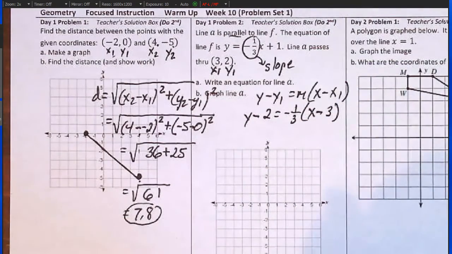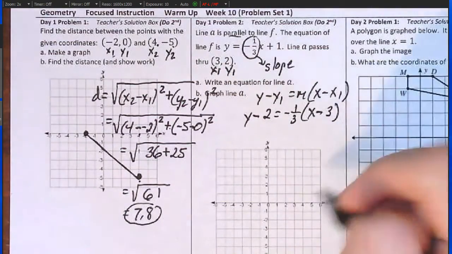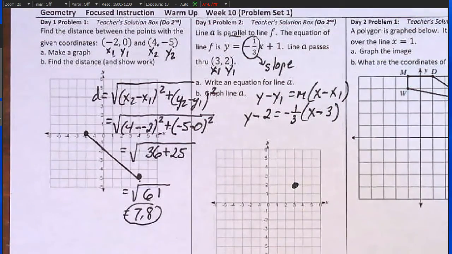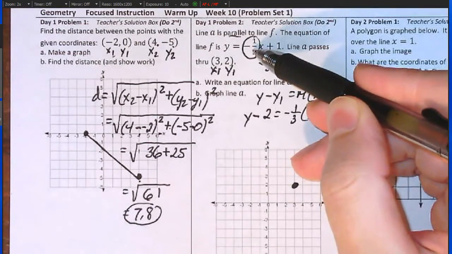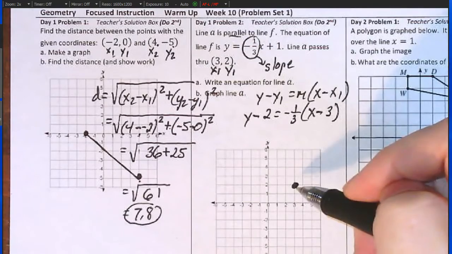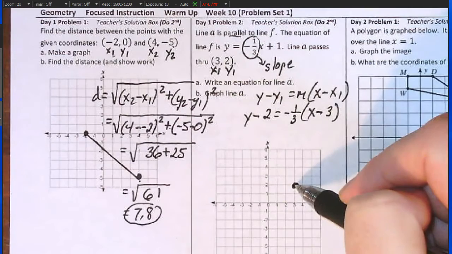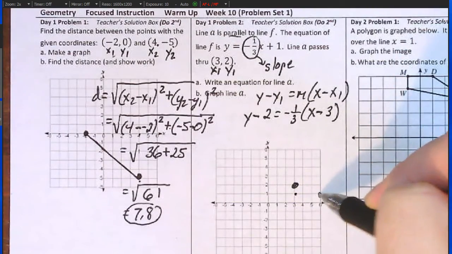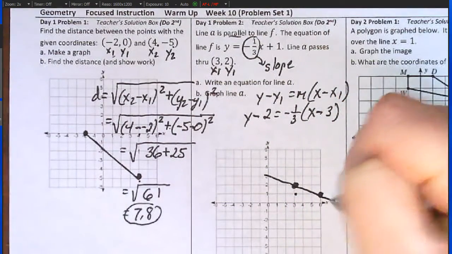Now we're asked to graph line A. One of the things we know about it is it goes through the point 3, 2. So let's find that point. Right 3, up 2, there's a dot. Line A goes through that dot. Another thing we know about line A is its slope is negative 1/3. Thinking of negative 1/3 in terms of rise over run, because it is negative, we go down 1 unit instead of rising 1 unit. And then run 3 to the right. The next dot is here. Connect these together, and we have line A.